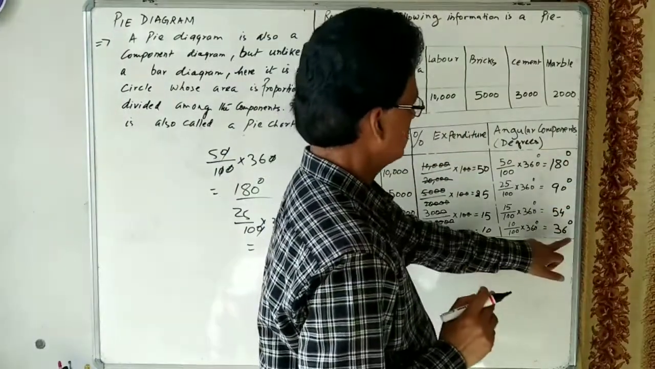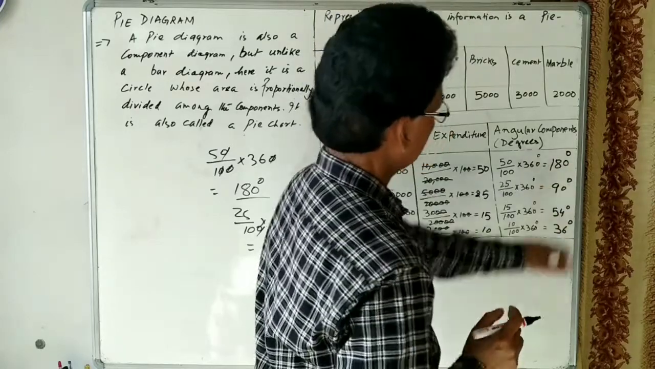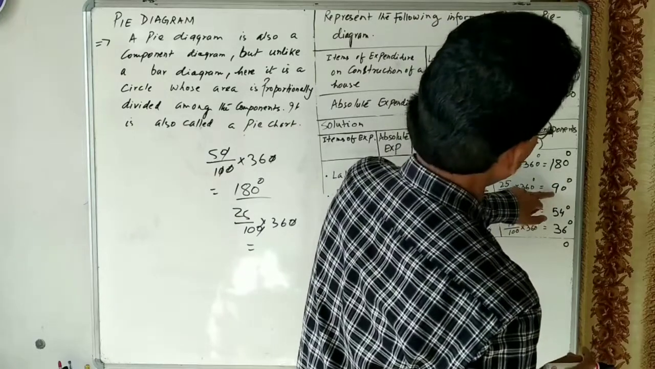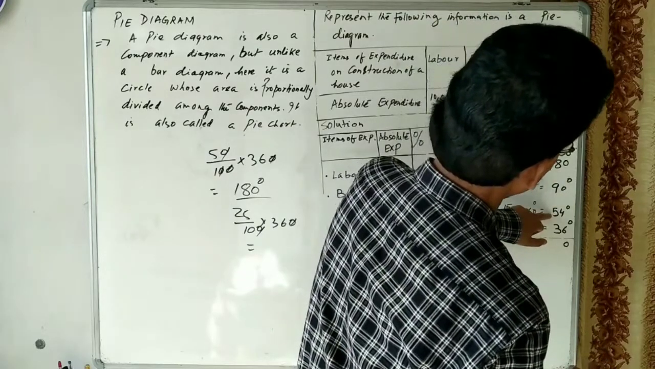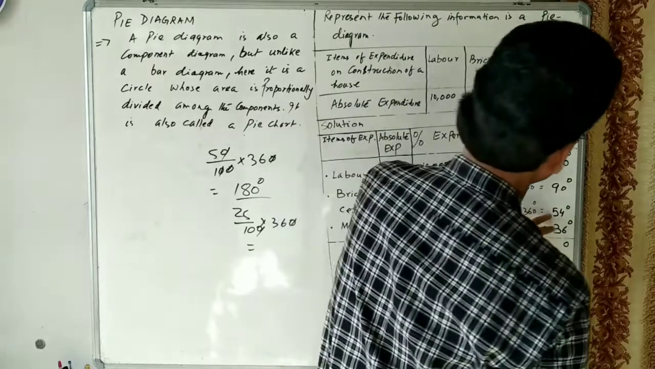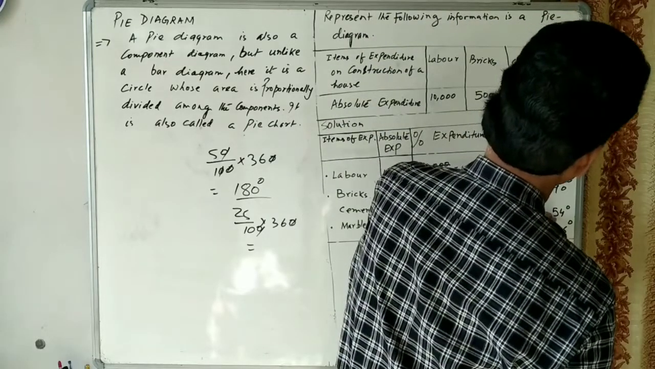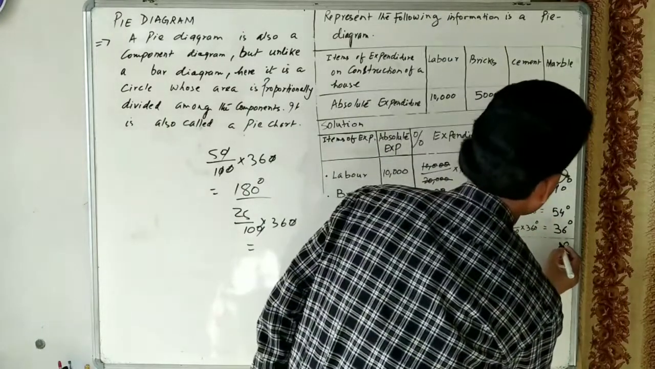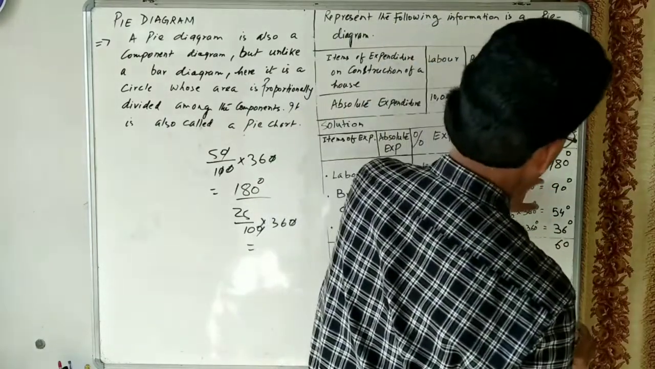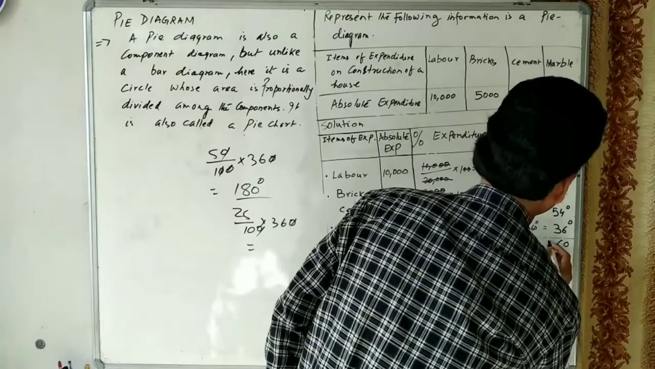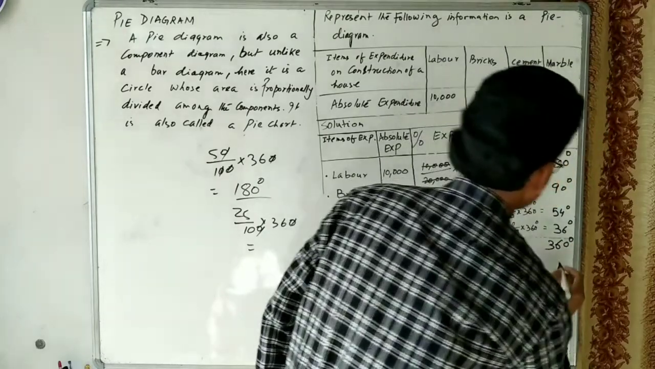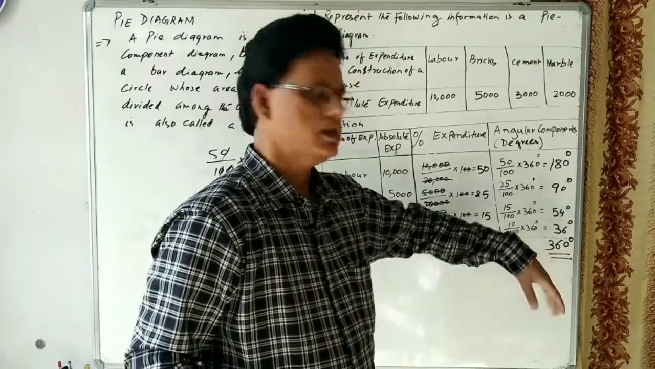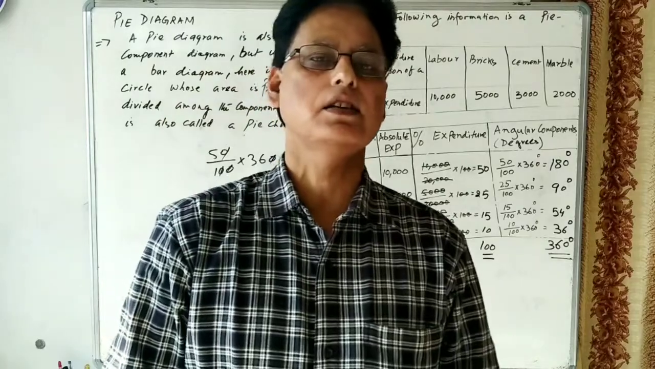You can add this: 6, 4, 10, so 0, then 9, 18, then 18, then 5, and 5, 23, 26, 6, and then 2 and 3, 360. So 360 degrees. The total of the angular components comes to 360 degrees.